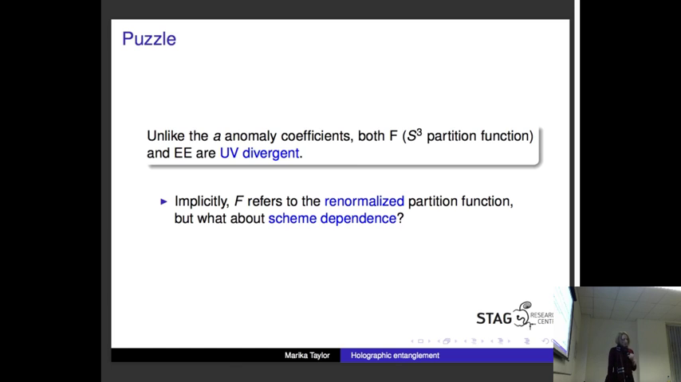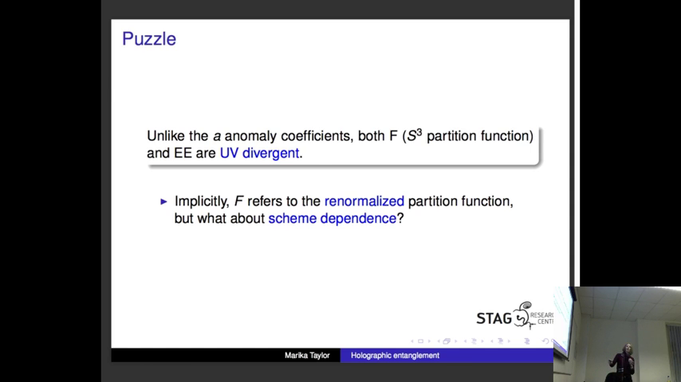But this brings back the puzzle that I had in the first part of the talk, because the A anomaly coefficient is something which is finite. If we teach a course on conformal field theory, we discuss where that comes from. It's just a perfectly finite coefficient. It doesn't have any scheme dependence. But the partition function, without going into all the details, you know that when you calculate a partition function, it's a UV divergent quantity.